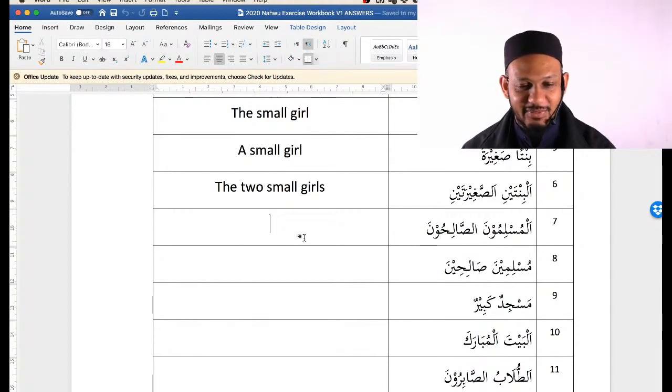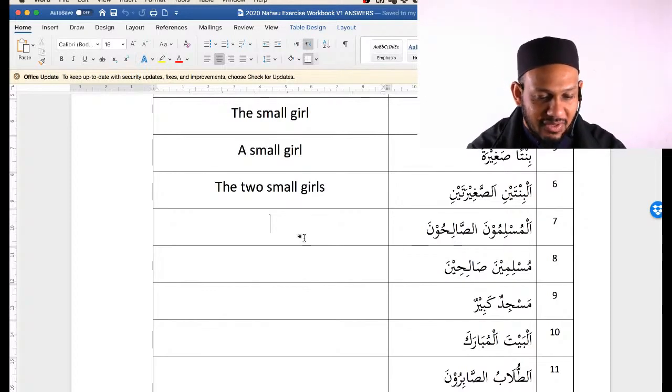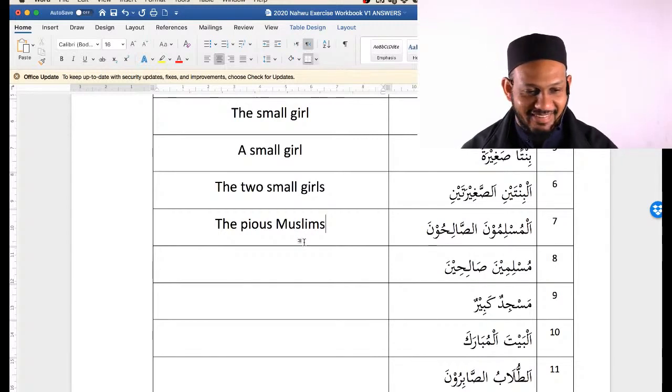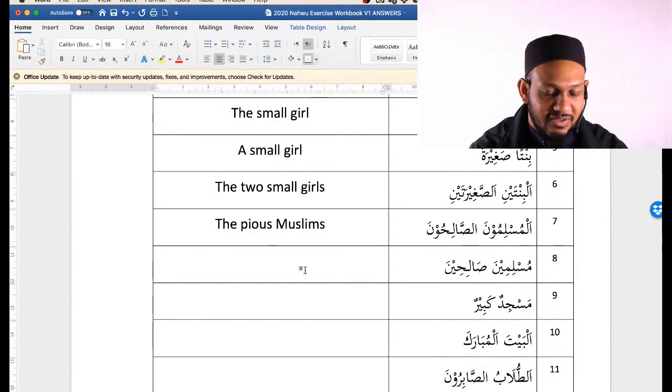Bismillah. So, al-muslimuna as-salihuna. Number 7. Al-muslimuna as-salihuna. So I must add the, and muslimuna as-salihuna, the pious Muslims. Okay, it's missing from your book. I'll help you find it, inshallah. Number 8, Muslimina Salihina. There's no al here. So number 8 is going to be, it's plural, ina. So it's going to be pious Muslims.